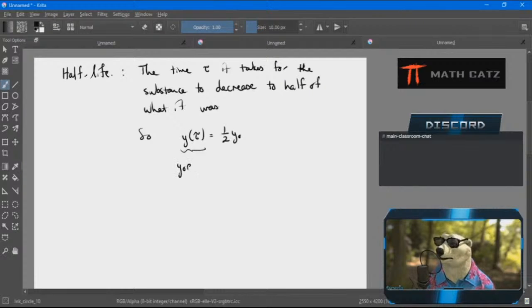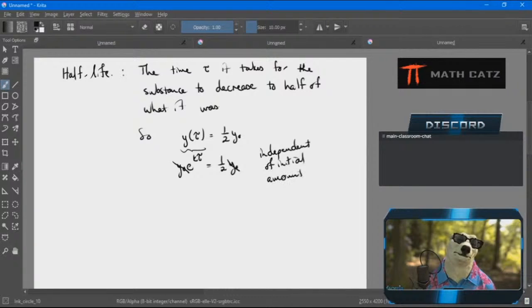Now I know what this is. It's y0 e to the kt. Well, now at tau it equals 1 half y0. So you see again, it was independent of the initial amount. It didn't matter how much I had. It's all proportional, half of whatever I had. So I have k times tau equal to natural log of a half. So tau equals natural log of a half over k.